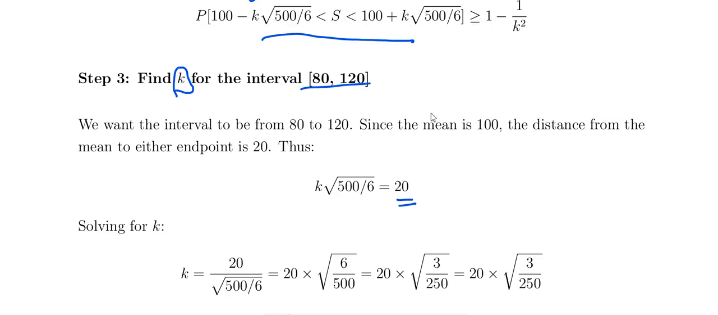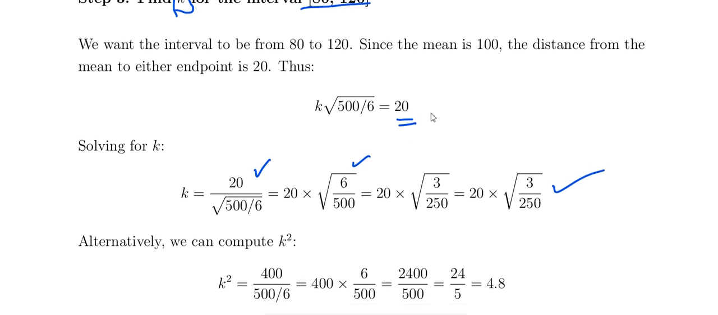From this we can find k. How can we find it? Squaring on both sides, taking root of 500 by 6 to the other side, and then taking the reciprocal, we can simplify this. Simplifying, we get 3 by 215. So this is the k value.